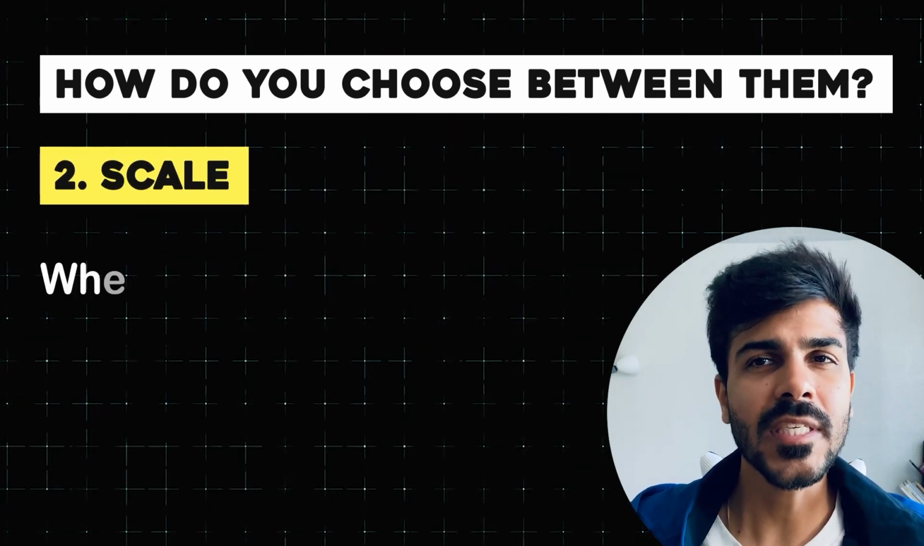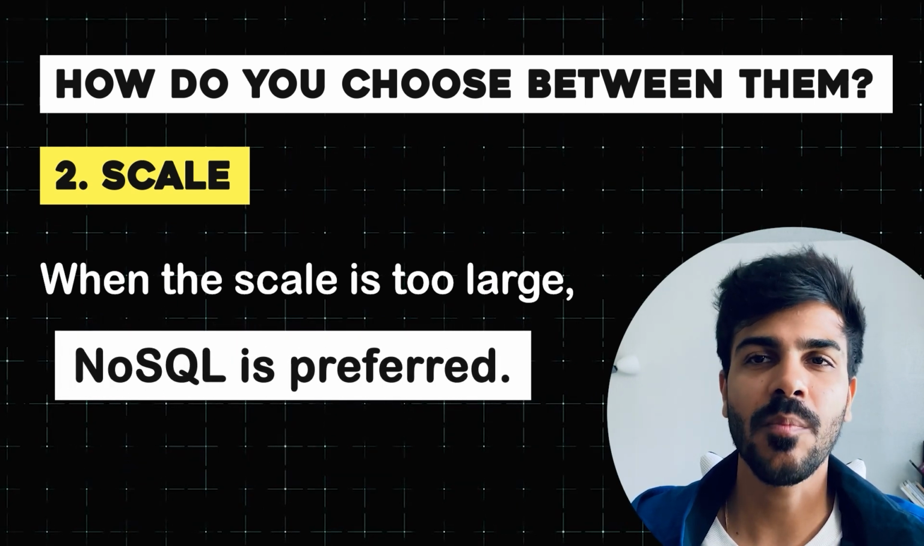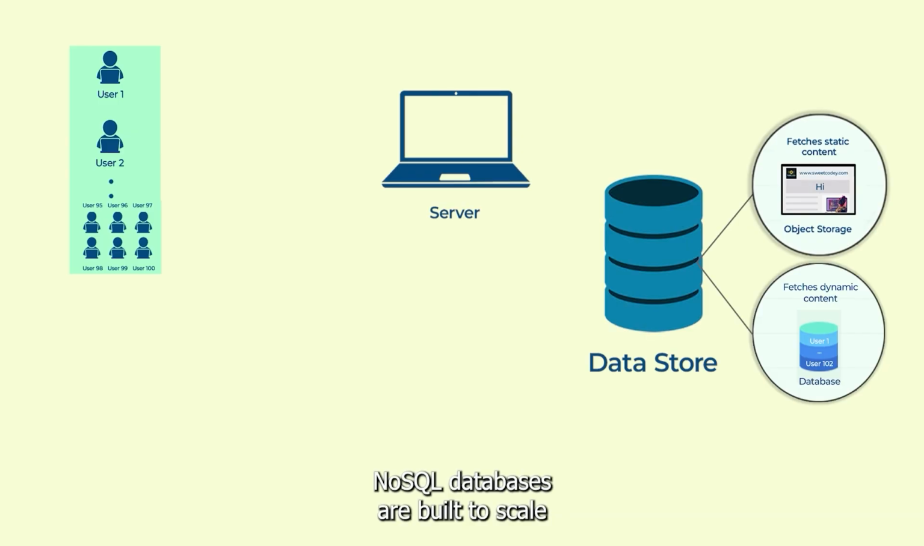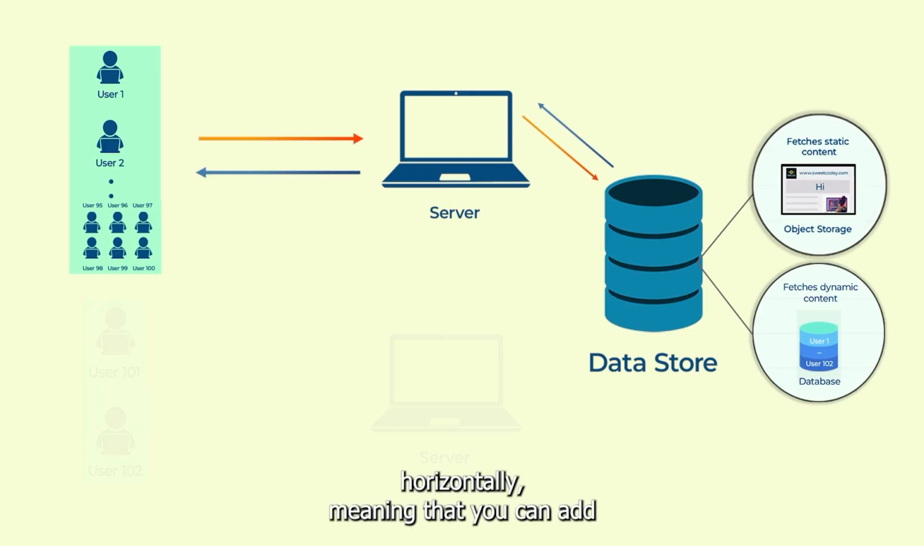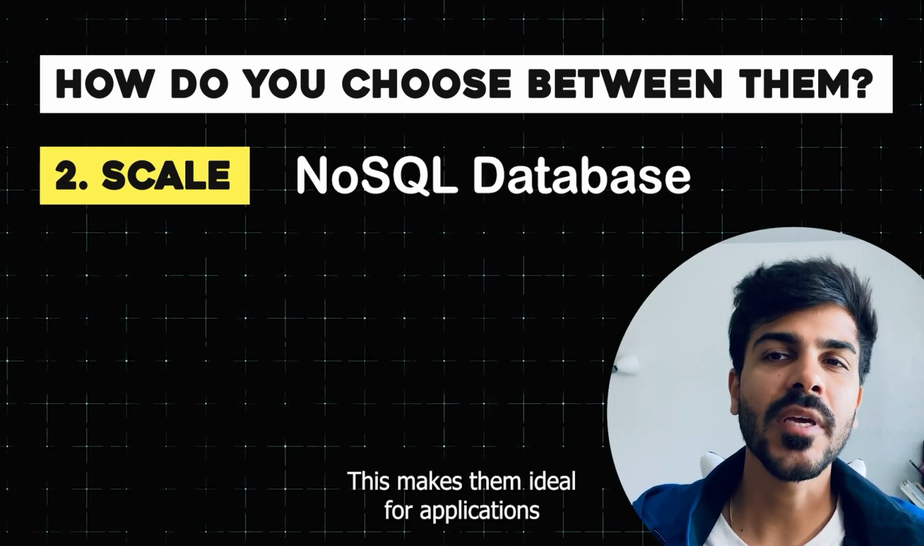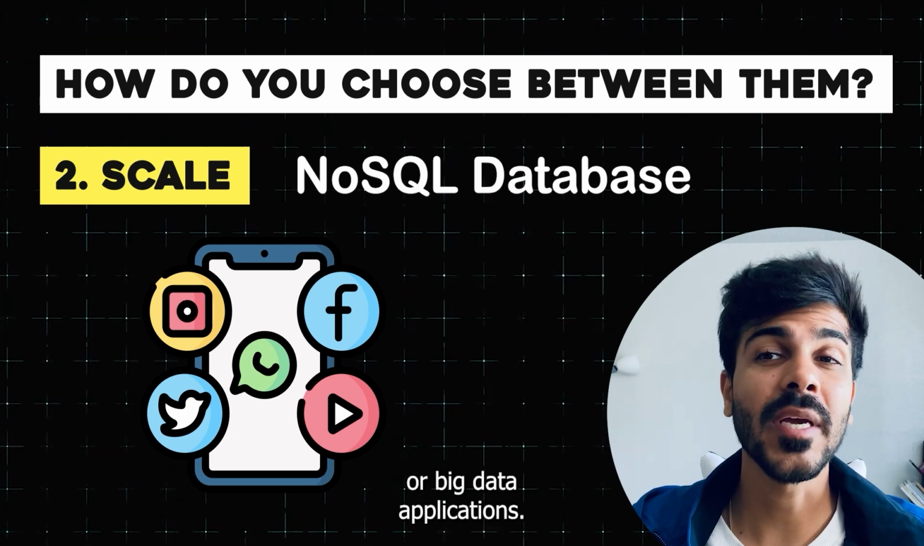Next is scale. When the scale is too large, NoSQL databases tend to perform better than the SQL databases. NoSQL databases are built to scale horizontally, meaning that you can add more database servers to handle more data. This makes them ideal for applications with massive amounts of data, like social media platforms or big data applications.